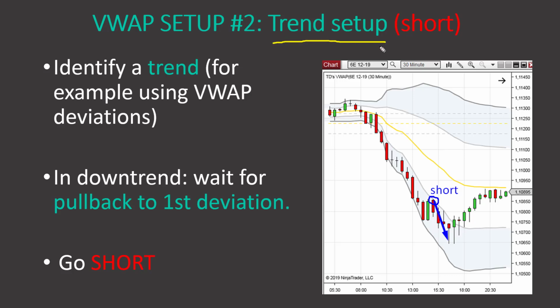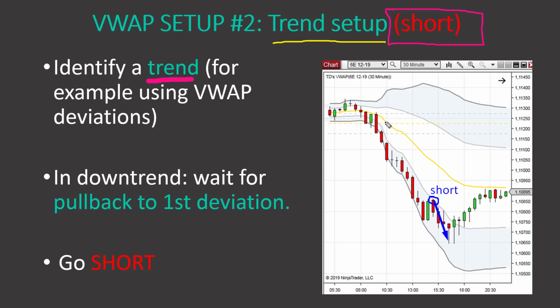The second setup also has a very original name. It's called the trend setup because you trade it when there is a trend. What I'm going to show you is a short trade scenario, alright? So I'm going to be talking about shorts now. The first thing you want to do is identify a trend. Again, it is best to identify a trend using the first deviations.